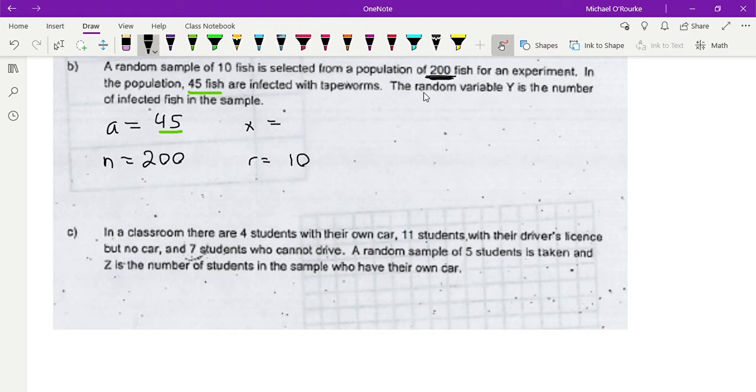Now in this case, random variable y is the number of defective. This is like 0 through 10, or we'll just leave this as x. We're just going to write the formula. We're not going to solve this one. So if I were to plug in the probability of x, it's going to be 45 over x, right? Then over here it's 200 minus 45 and 10 minus x.